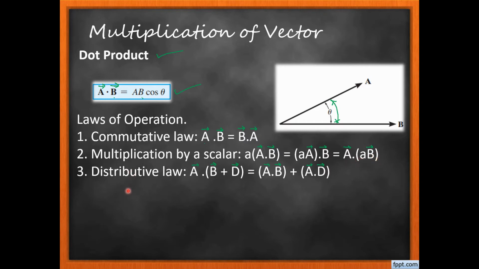And then we have the distributive law. Pwede rin natin gamitin yan na kapag yung A dot quantity B plus D, pwede natin i-distribute yan. Pwede siyang maging A dot B plus A dot D. So distributive property. Okay?